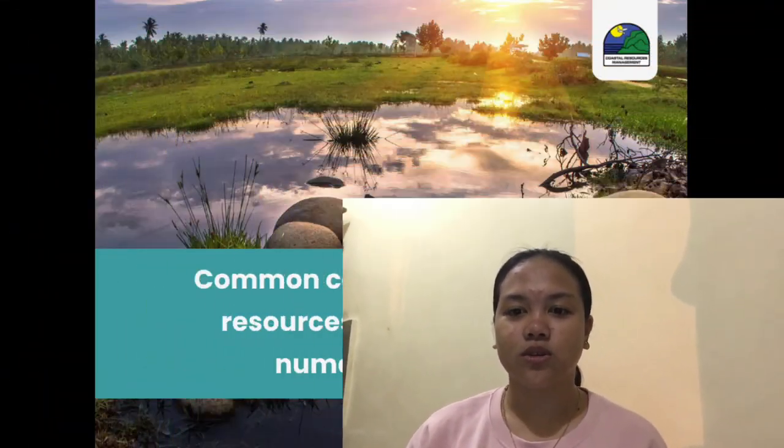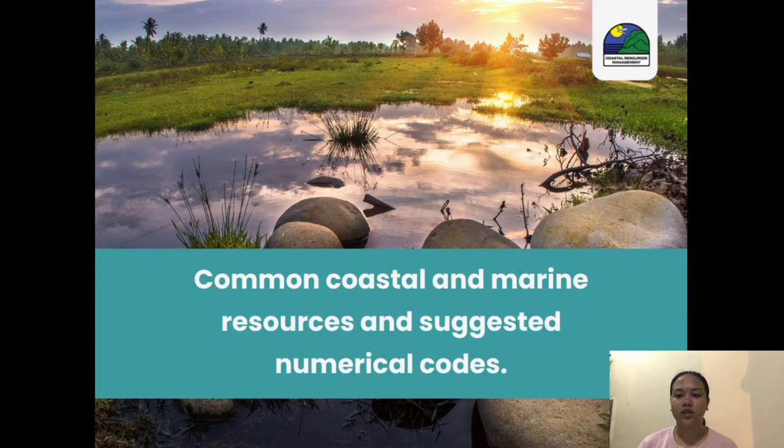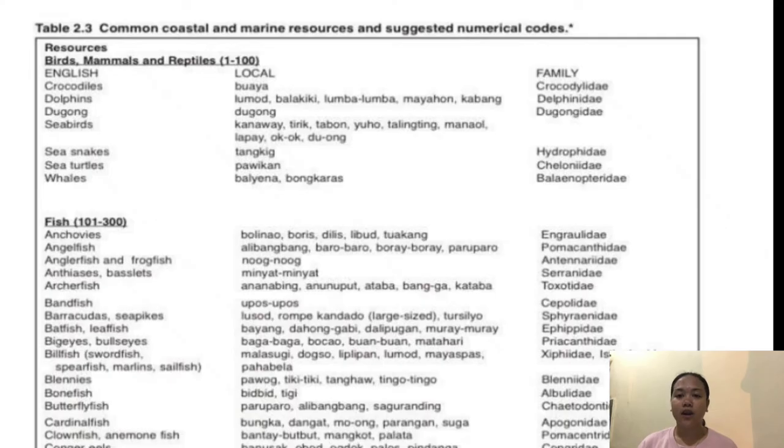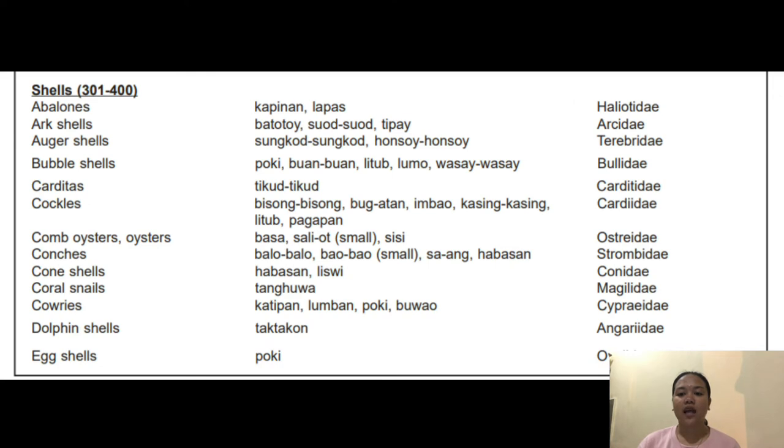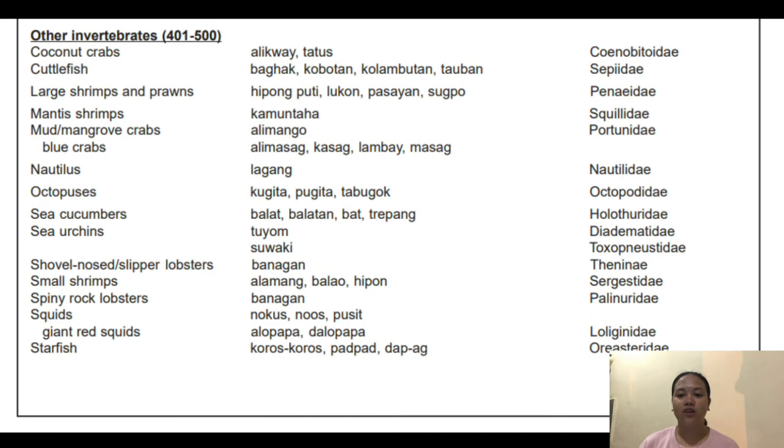The following table shows the list of different common coastal resources and their suggested numerical codes that can be seen in the area. Birds, mammals, and reptiles such as dugong, seabirds, and sea turtles. Fish such as clownfish, butterflyfish, angelfish, blennies, goatfish, guppies, pufferfish, snappers, snake eels, and tuna, and many more. Shells like abalones and coral snails, and it also includes other invertebrates and plants like seaweeds and mangroves.